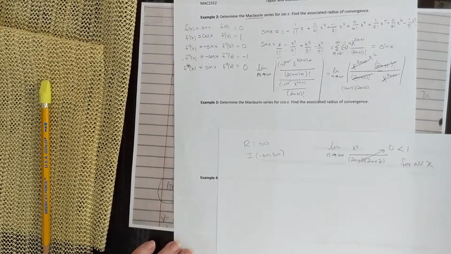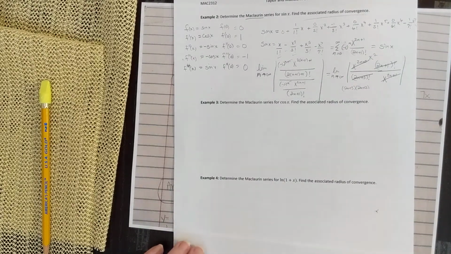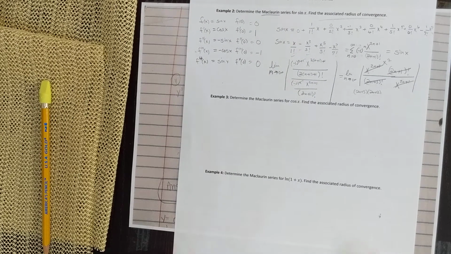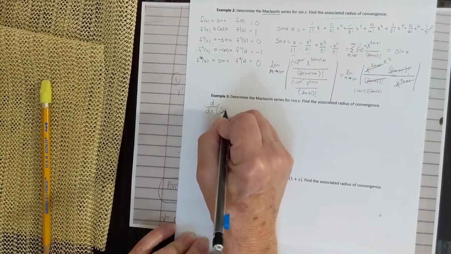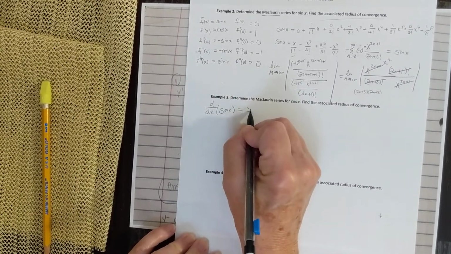Now that we are armed with that, let's have a look at example 3. It says, determine the Maclaurin series for the cosine of x and find the associated radius of convergence. We can absolutely go through what we just went through, finding all the derivatives and writing out the series with the coefficients and x to a power and developing a formula. That is a fine thing to do. It works. But another thing we could do is notice that the derivative of sine of x is equal to the cosine of x.